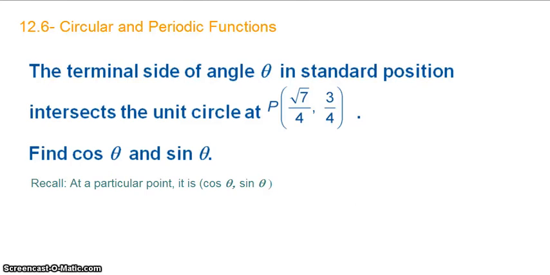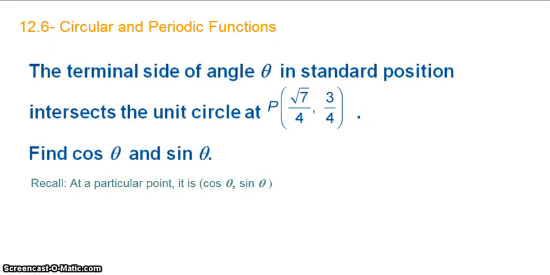Hello everyone. In 12.6 we are talking about circular and periodic functions. The unit circle is an example of a circular function. Sine, cosine, and tangent are some examples of periodic functions. So when we graph these, you'll see their cycles and their patterns, but we are just focusing on general cyclic and periodic functions so that we can get an idea of what we're talking about.